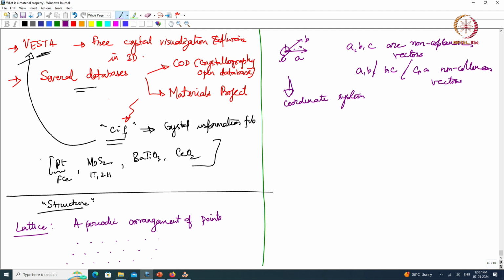In this coordinate system, any lattice point is given as u a plus v b plus c w, the other way around, w c. So, this is any lattice point.